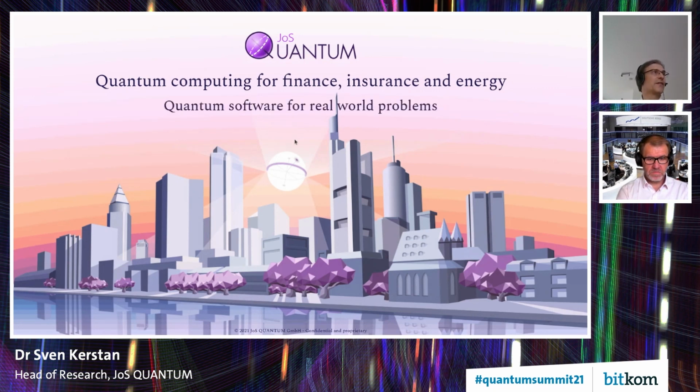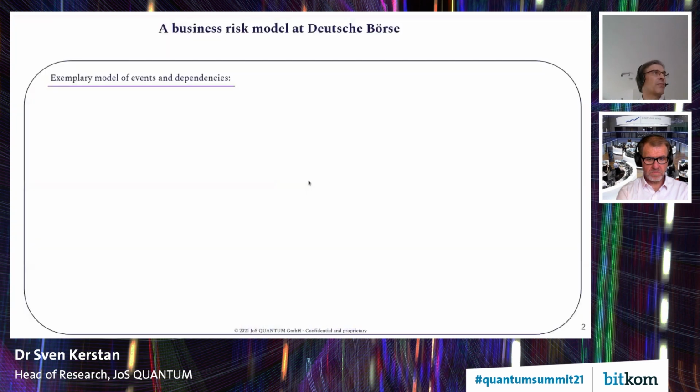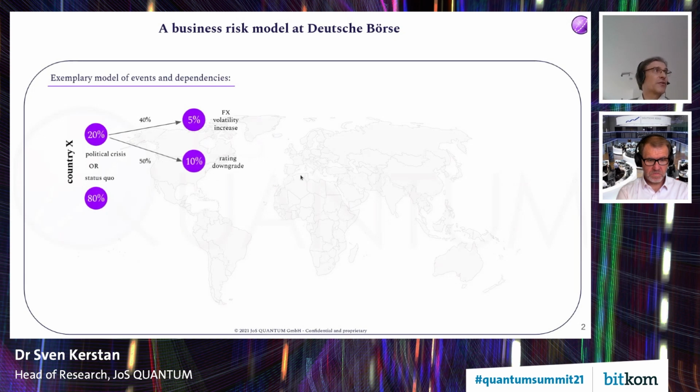So let's look at the problem in some more detail. As Rory said, Deutsche Börse has risks in various places in the world, in various business lines, and they can threaten revenues. And I give you a tiny example here.